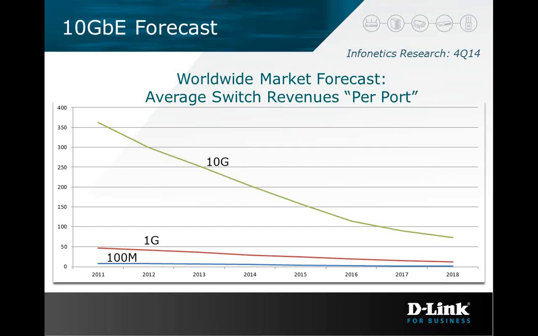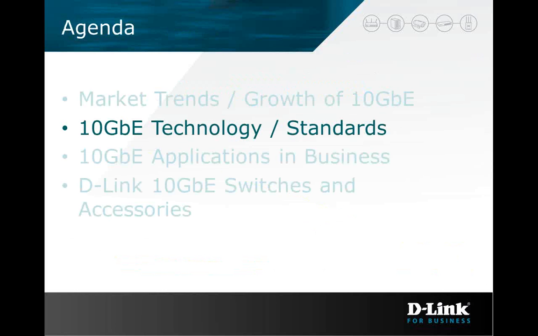So the bottom line here is that 10 gig is a growing market. Costs are coming down, and as we'll see in the rest of this webinar, 10 gig is being adopted in networks, basically networks of all sizes, small office networks all the way up to large enterprise networks. Okay, so that's it for the first item, looking at the growth of 10 gig Ethernet.